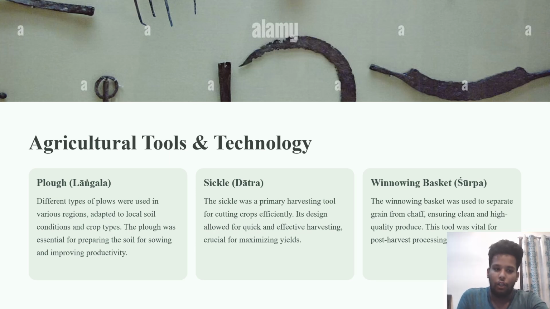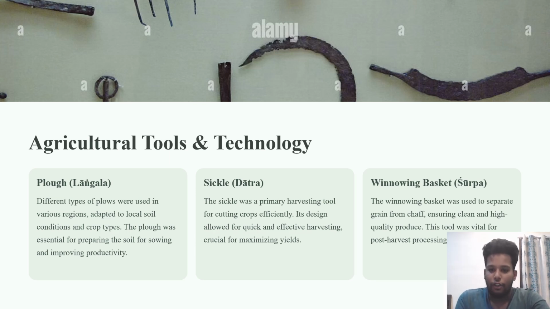First is the plow. Different types of plows were used in various regions, adapted to local soil conditions and crop types. The plow was essential for preparing soil for sowing seeds and improving productivity. Second is the sickle. The sickle was primarily a harvesting tool for cutting crops efficiently. Its design allowed for quick and effective harvesting, crucial for maximizing the yield.